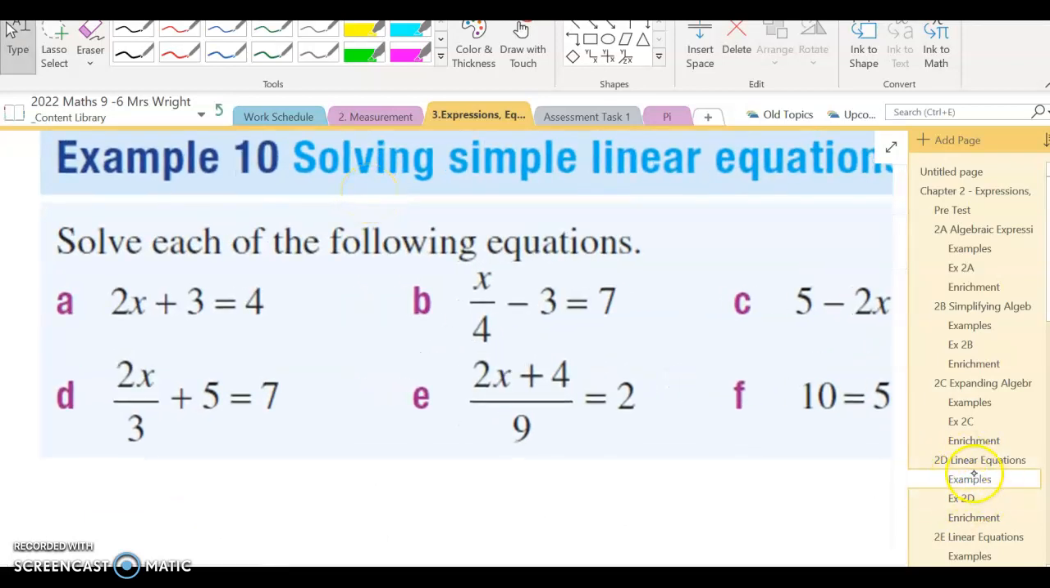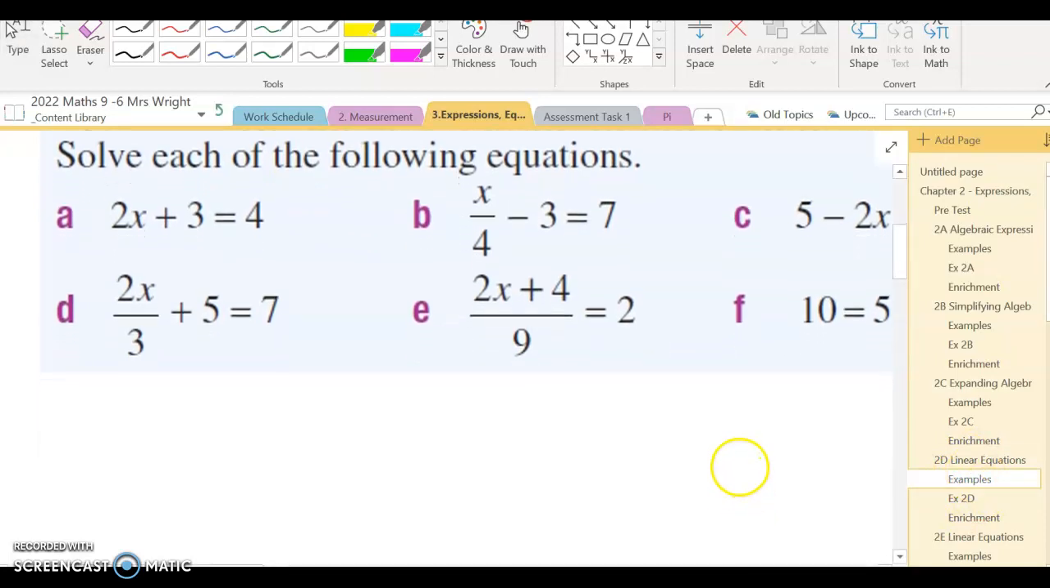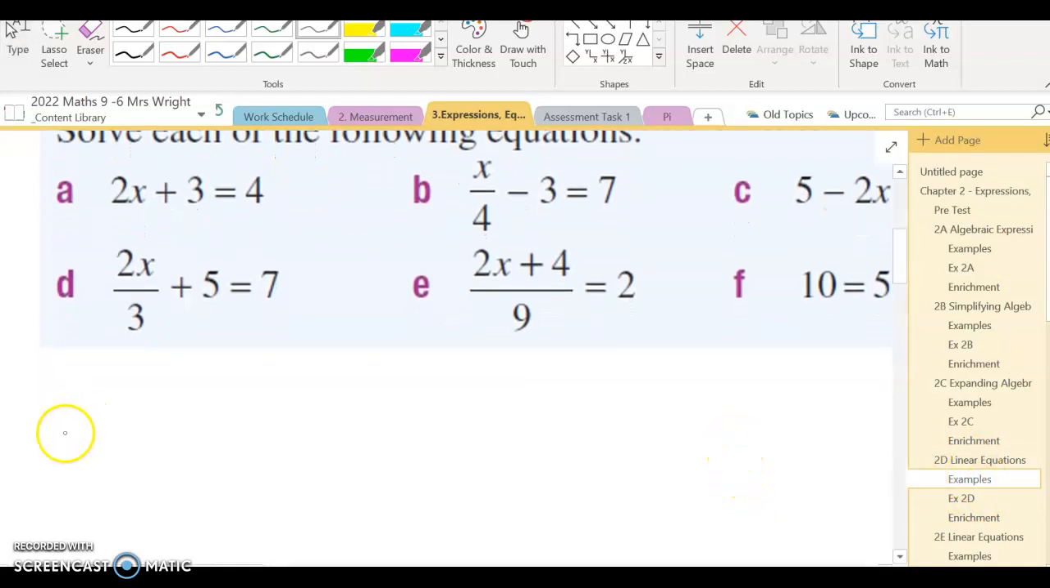So I'm now at the examples page here, and these will be great for you guys to write into your books. I'm going to have a look at A, which says 2x plus 3 equals 4. We again want to find x. And previously, in our first set of examples, what we had was just x with a number out the front or x plus something. In this case, I've got a number out the front of the x and a number by itself. So I'm going to need to do 2 steps to get to my x.